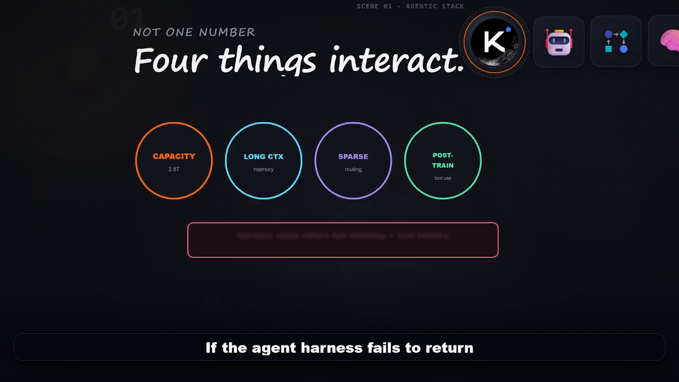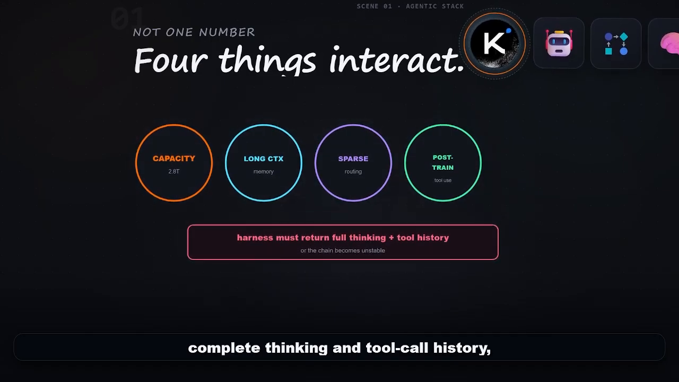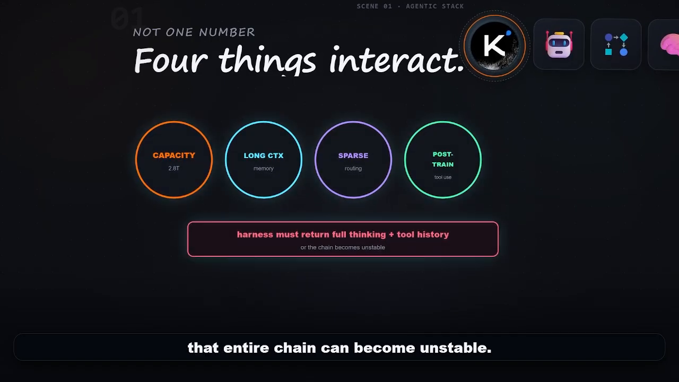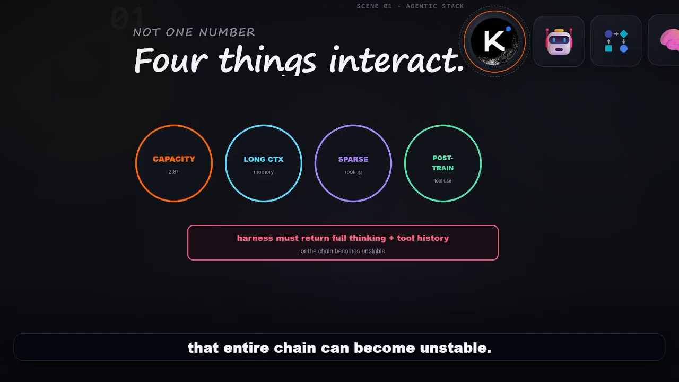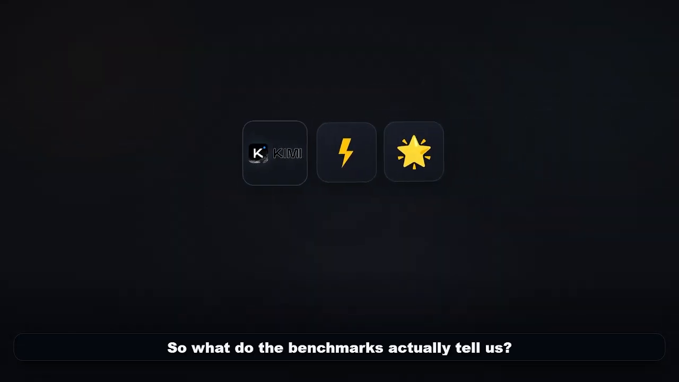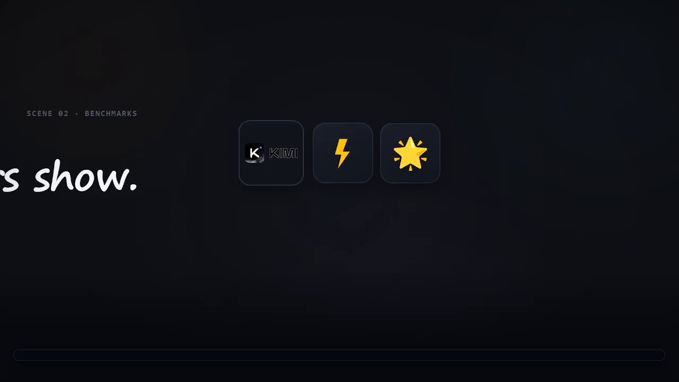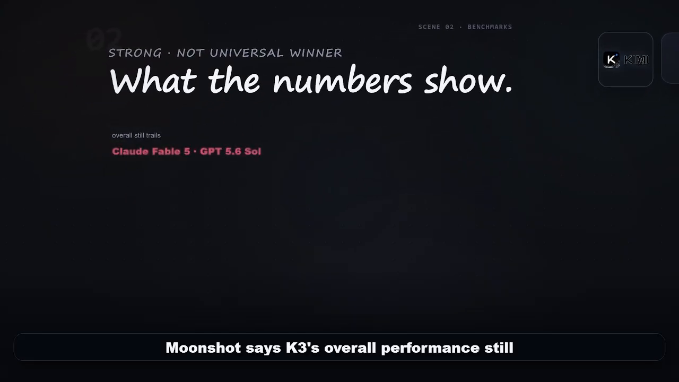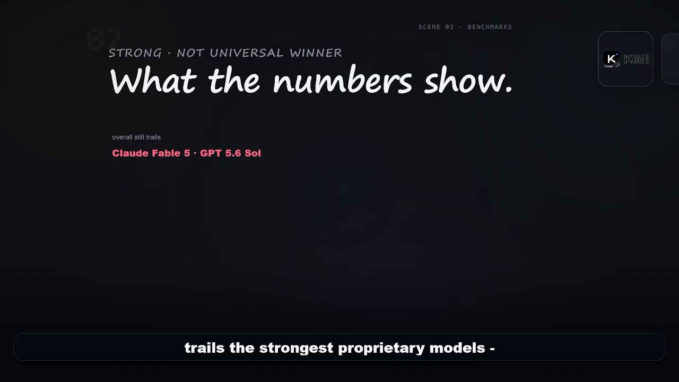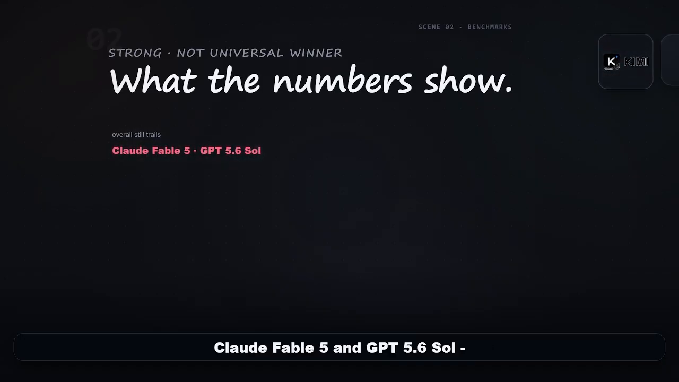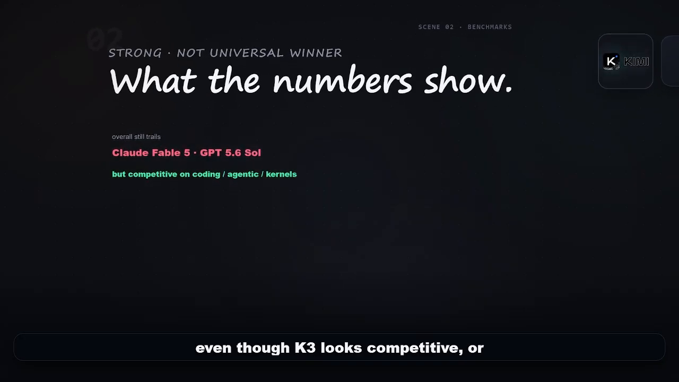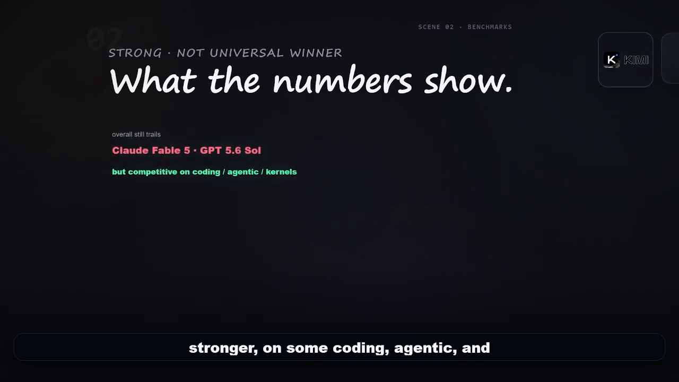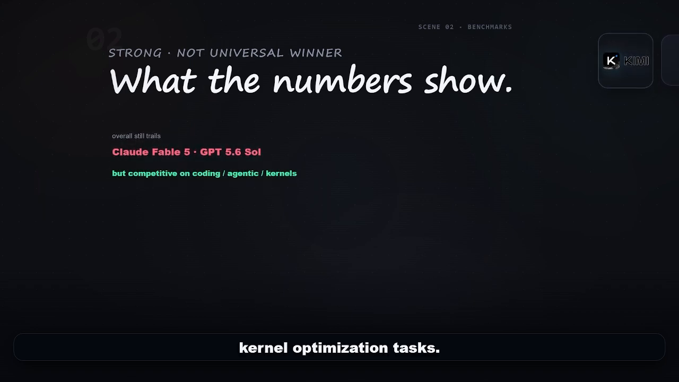And if the agent harness fails to return the complete thinking and tool call history to the model, that entire chain can become unstable. So, what do the benchmarks actually tell us? Moonshot itself acknowledges that K3's overall performance still trails the strongest proprietary models in its comparison, Claude Fable 5 and GPT 5.6 Sol, even though K3 appears competitive or sometimes stronger on particular coding, agentic, and kernel optimization tasks.